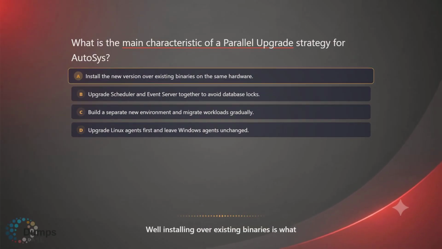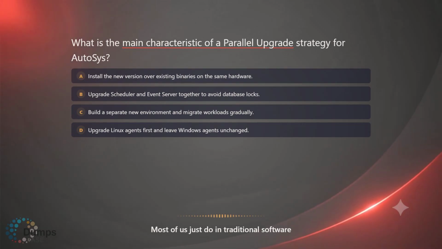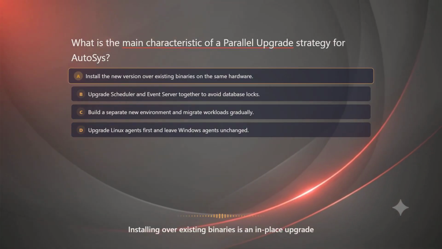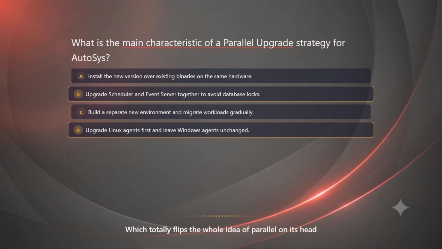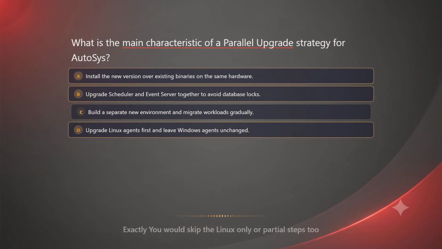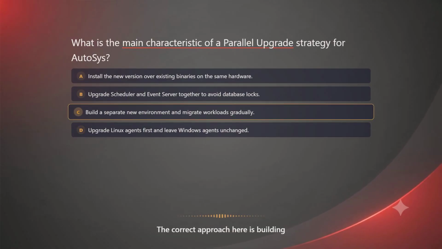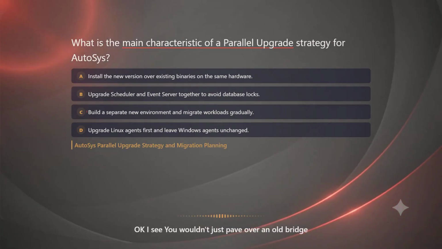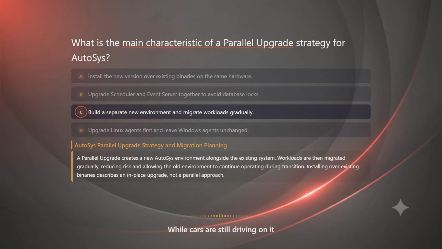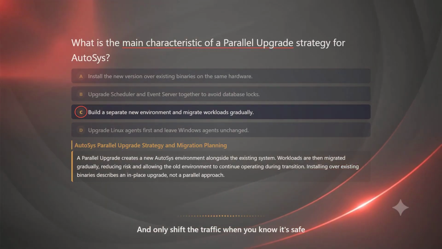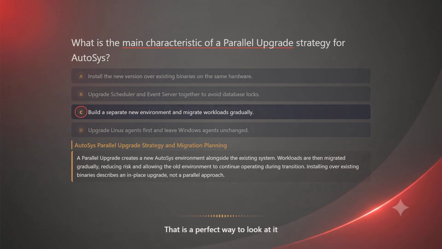Well, installing over existing binaries is what most of us just do in traditional software. I mean, it's fast. Fast, sure, but super risky. Installing over existing binaries is an in-place upgrade, which totally flips the whole idea of parallel on its head. Right, because it's not parallel if you're writing over the original. Exactly. You would skip the Linux-only or partial steps, too. The correct approach here is building a completely separate new environment and migrating your workloads gradually. Okay, I see. You wouldn't just pave over an old bridge while cars are still driving on it. You'd build a brand new bridge right next to it and only shift the traffic when you know it's safe. That is a perfect way to look at it.